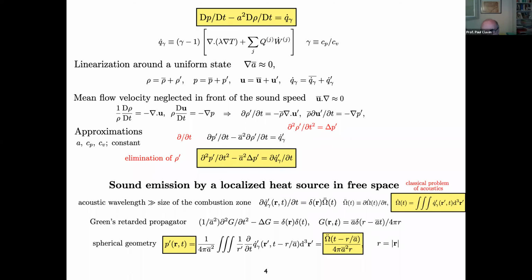This solution is written here, it is a retarded function divided by the radius. We are in spherical geometry, and don't forget that. And the pressure can be obtained easily in terms of the heat source, which is written here. So this is just a classical result of acoustics.